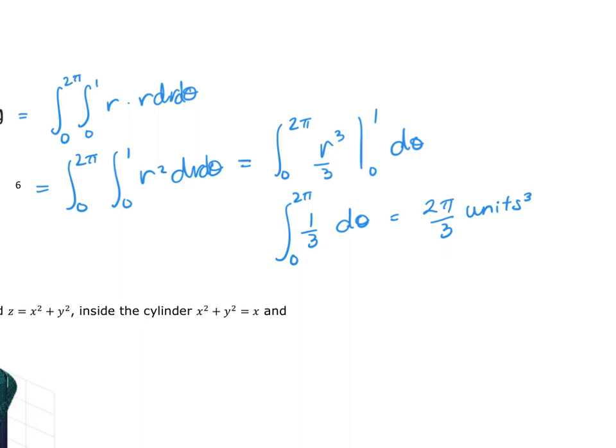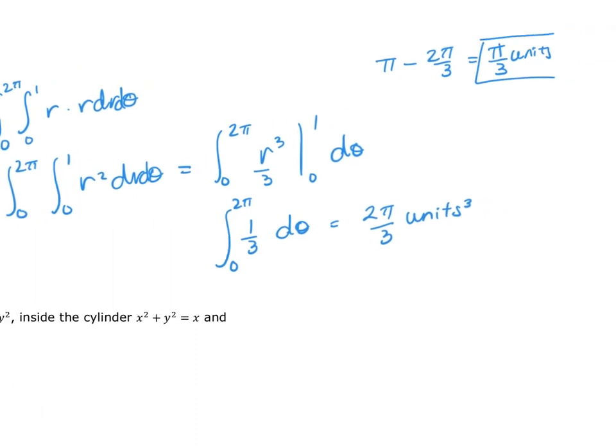The region I want, though, is going to be this region that I just found, subtracted from my first disk. So the disk I found before was the volume of pi minus 2/3 pi. My final answer is 1/3 pi units cubed. So that's my final answer, units cubed.